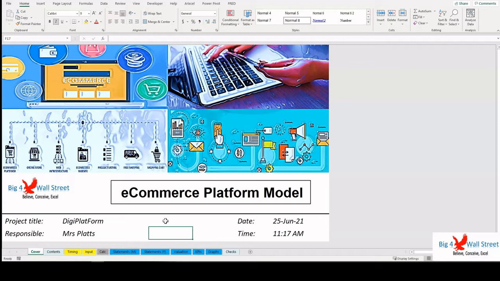Create the 3 financial statements, profit and loss, balance sheet and cash flow, monthly for 60 months. Financial ratios to check the viability of your business. Printable model as PDF for your investors. So, a quick overview of the model.